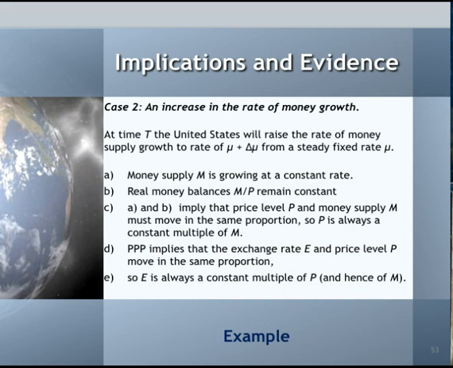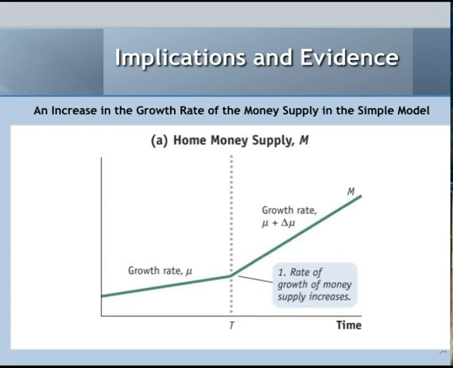Let's take a look at what that means graphically. So here we have a graph of the money supply. And notice along the x-axis we have time. So this is representing how the money supply changes over time. Notice that the slope here represents mu because it's the growth rate of the money supply, being the first derivative. So this slope is constant until we get to time t, where the rate of change in the money supply begins to change. So the rate of growth of the money supply increases right at time t, and it increases by delta mu.